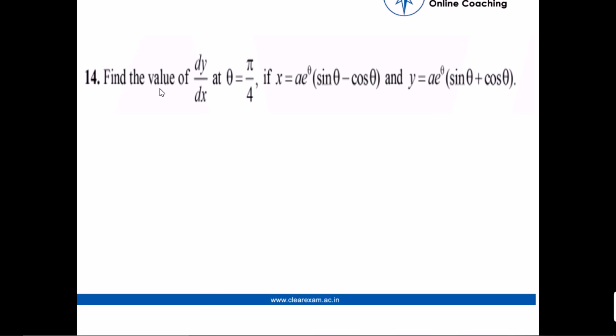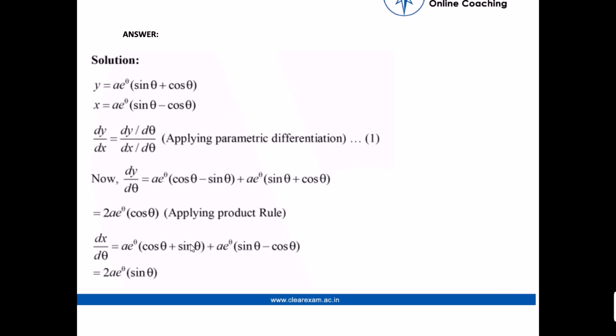So we have to find the value of dy by dx at theta equals pi by 4 using these x and y equations. So let's jump into the answer.